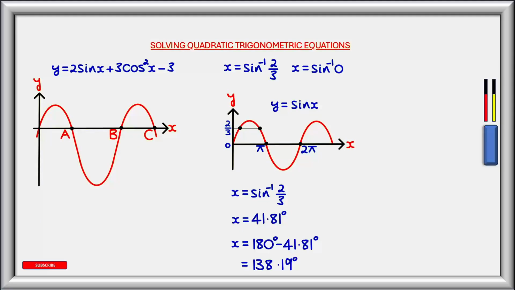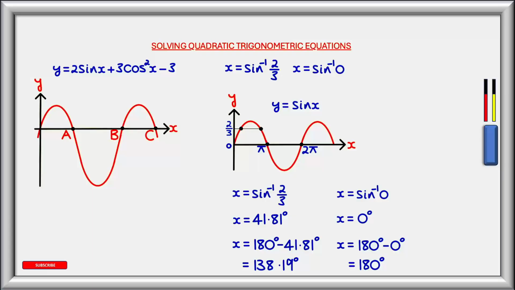And to find the second solution for x, we need to subtract the first from 180 degrees. So x is equal to 180 degrees minus 41.81. And this gives us a value of 138.19 degrees.